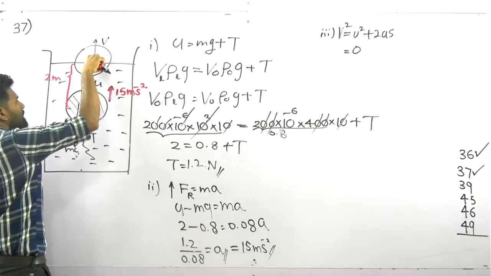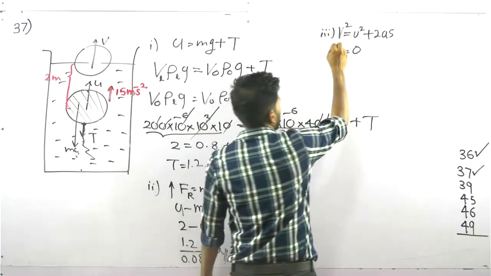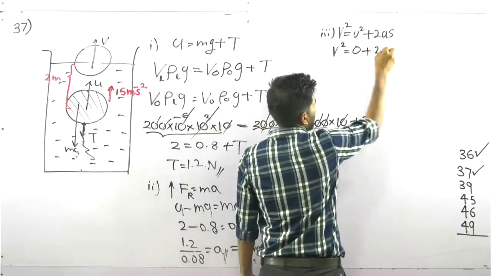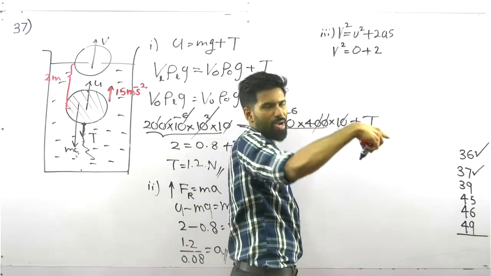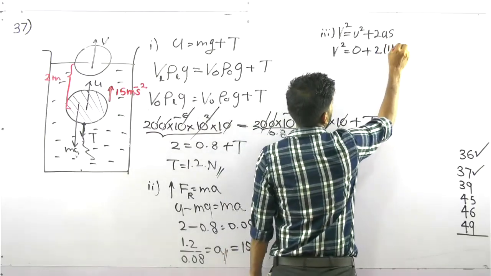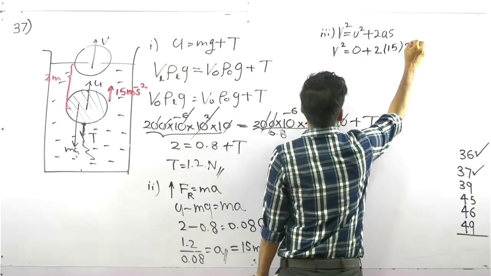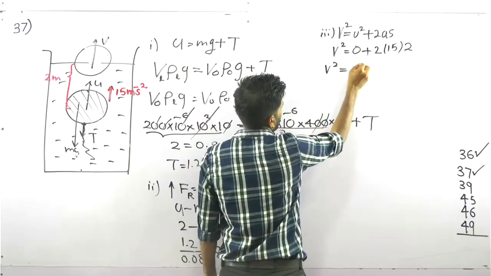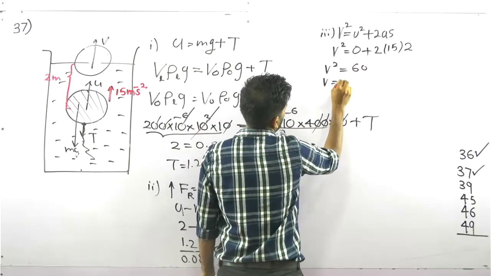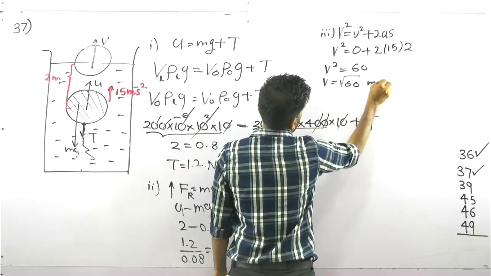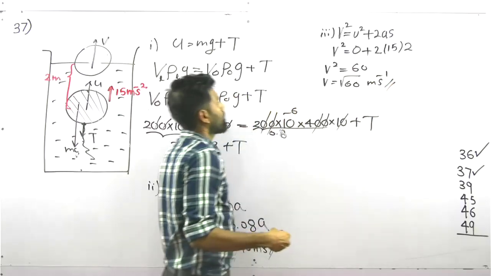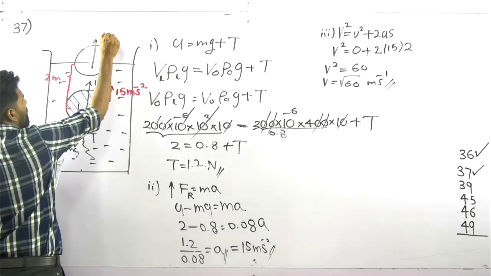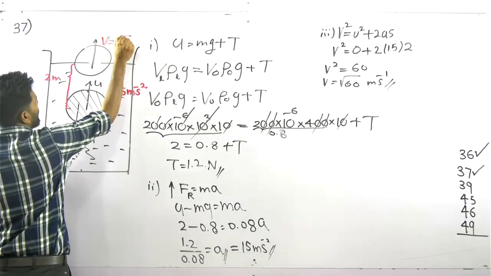What will be the velocity at the top? V square, with initial velocity 0 and upward acceleration U minus mg over m, 15. It has to move up 2 meters to reach the surface. So V square is equal to 60, where V is equal to root 60 meters per second. So the object will have a velocity of root 60 when it reaches the surface.